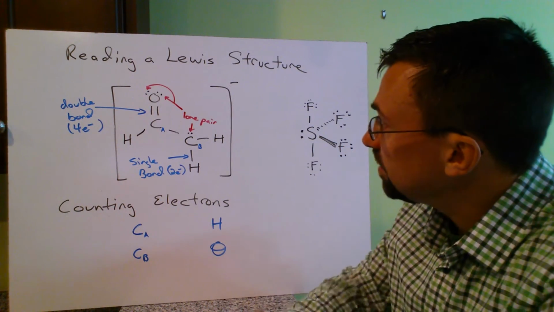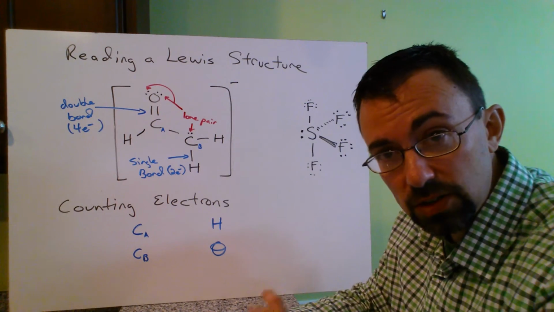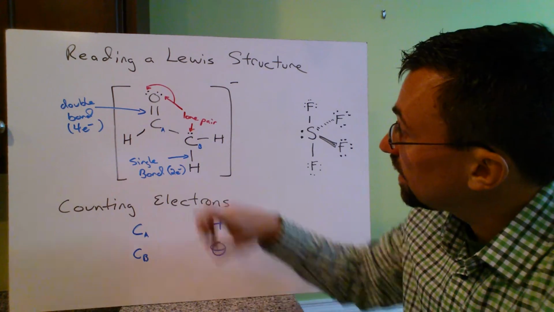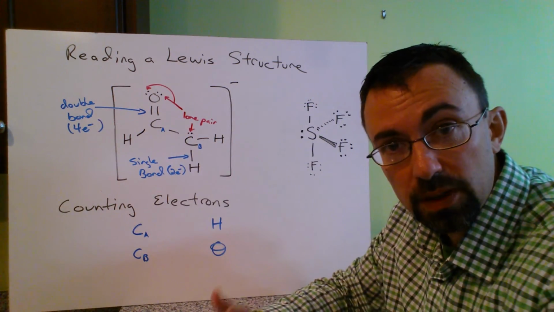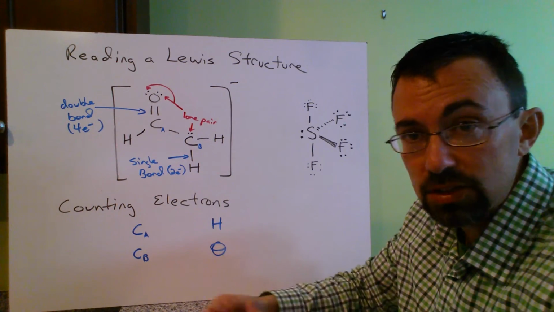And then sometimes the electrons are not part of a bond. They're just around the atom. And that would be 2 dots. And that would be called a lone pair of electrons. And they belong to the atom they're attached to.